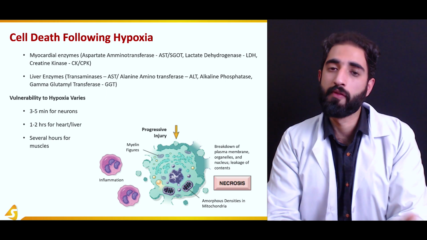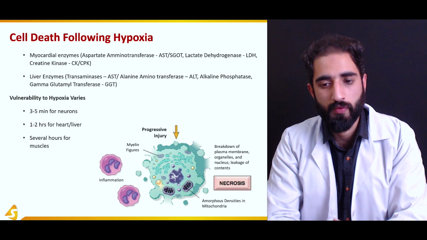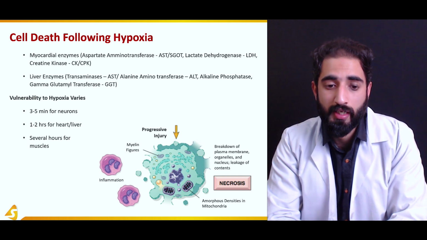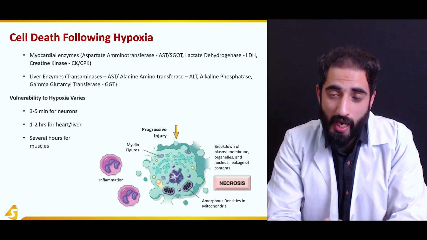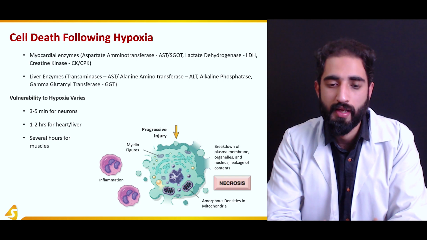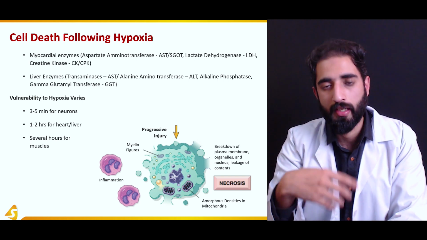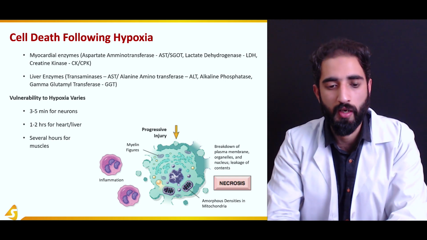Then followed by liver enzymes, similarly transaminases and alanine aminotransferase, alkaline phosphatase, and gamma glutamyl transferase, GGT. So these are different enzymes which are used for the diagnosis and assessment of liver damage as well. They are also because of the different types of cell injuries which are resulting from hypoxia that is occurring.